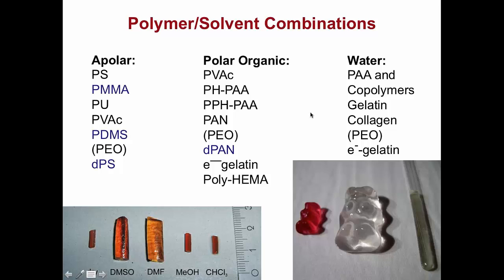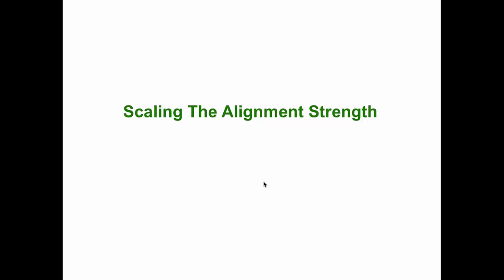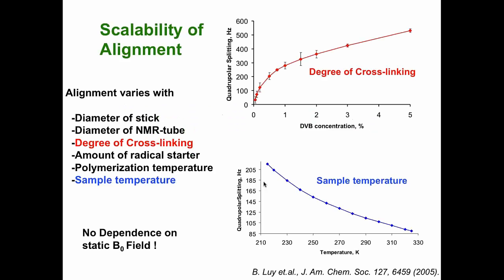Now, today it is not really a secret that any gel that we compress or stretch will be anisotropic. There are several gel combinations of polymer and solvents, and in these articles that I mentioned to you, they are listed there. In my case, I really spent a lot of time developing the PMMA, and recently, as I told you, the polyHEMA for DMSO. So let's talk a little bit about scaling of the alignment strength. This is what is here in this slide.